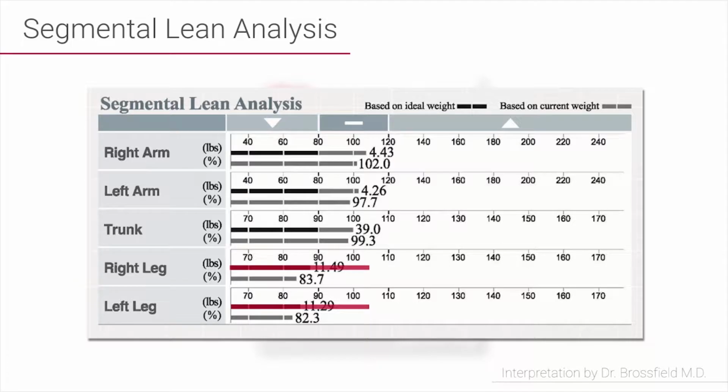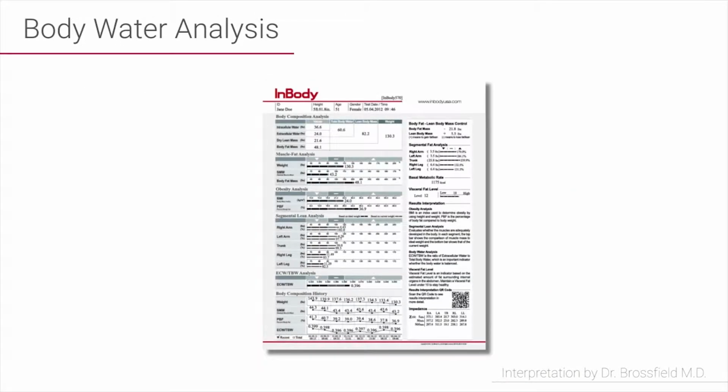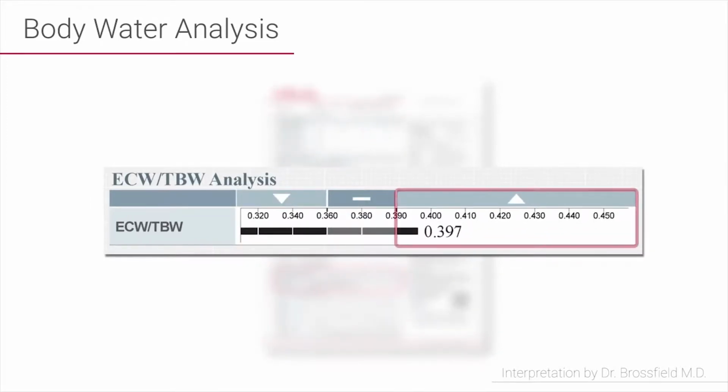Below the lean analysis is a segment that's called ECW/TBW Analysis. This is an assessment of your body water. And if this number is particularly high, it means that you have some swelling on the inside or that your cell walls are not as strong as they should be. So this is a place where we notice inflammation or body retention of water sometimes when these numbers get elevated.